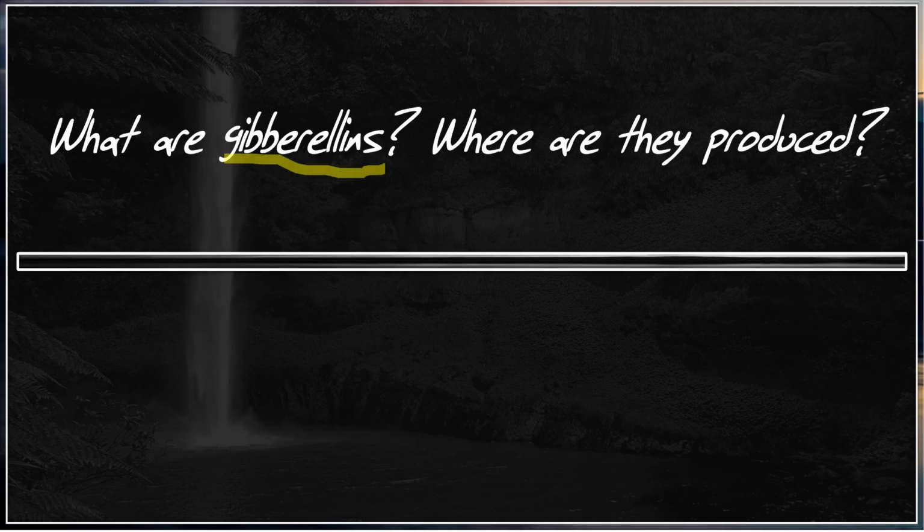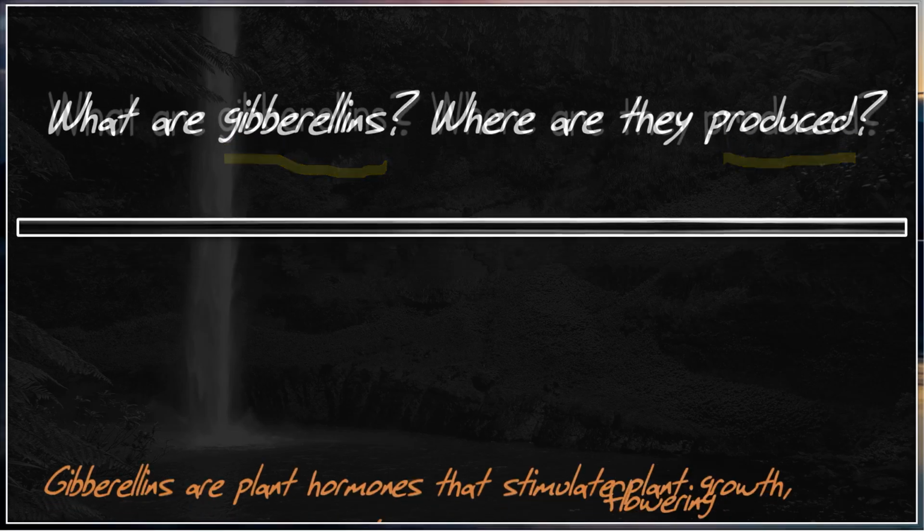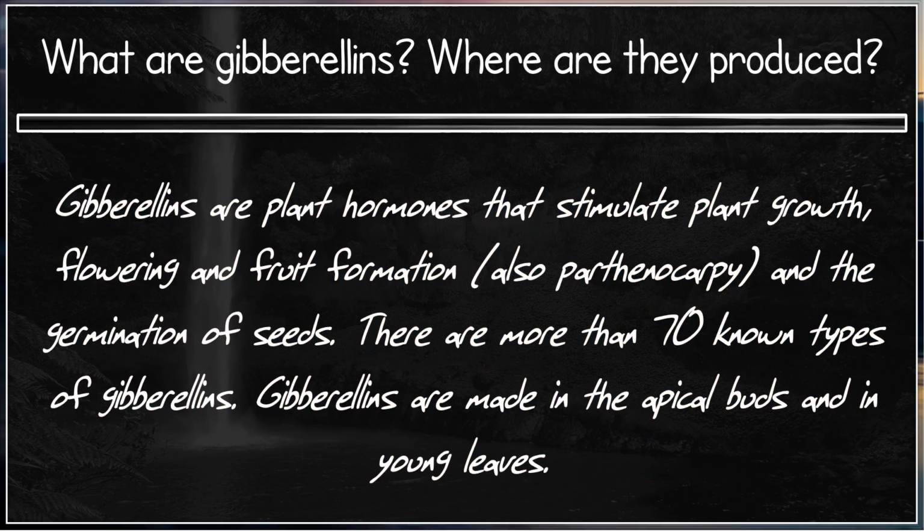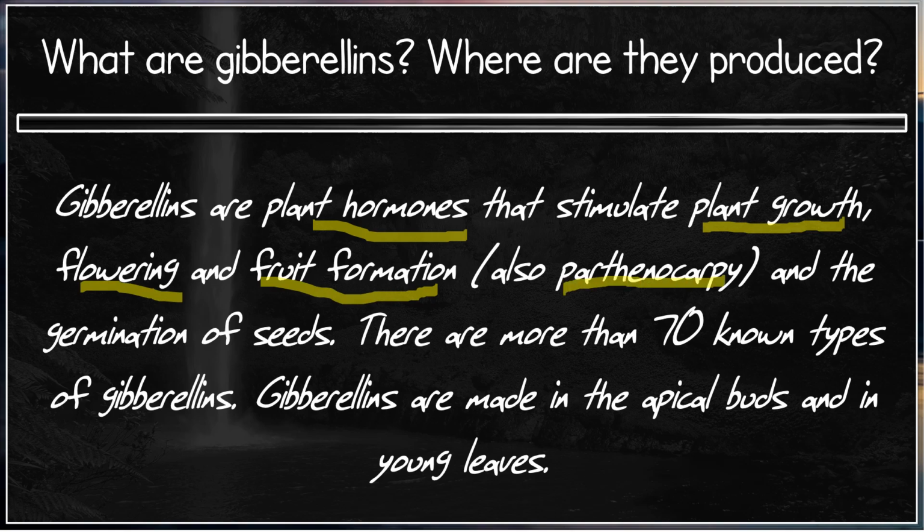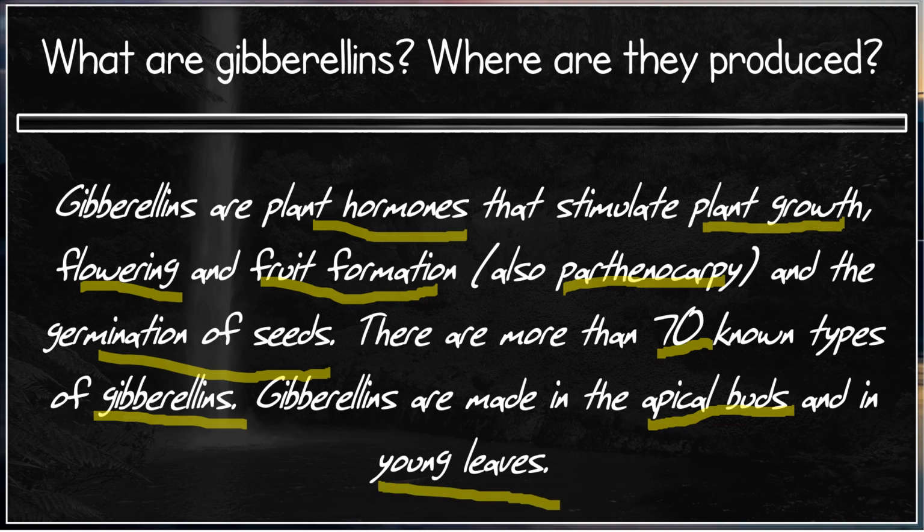What are gibberellins? Where are they produced? Gibberellins are plant hormones that stimulate plant growth, flowering, and fruit formation. Also, parthenocarpy and the germination of seeds. There are more than 70 known types of gibberellins. Gibberellins are made in the apical buds and in the young leaves.